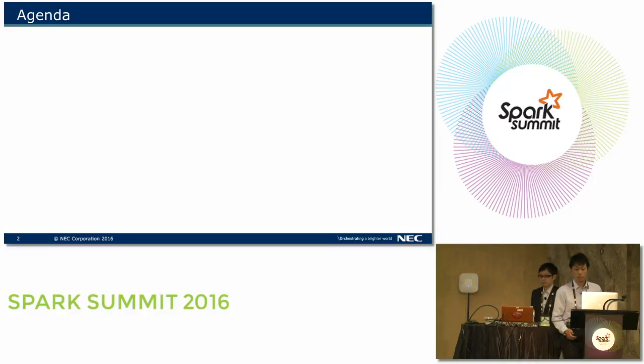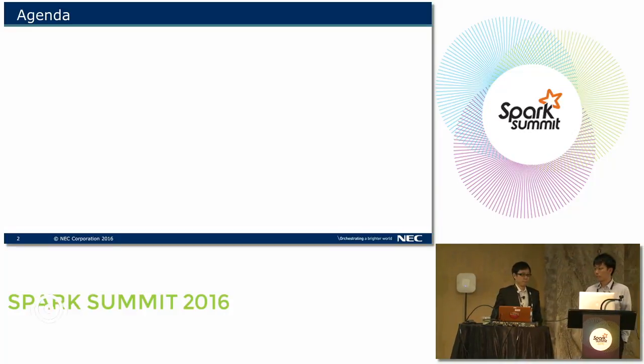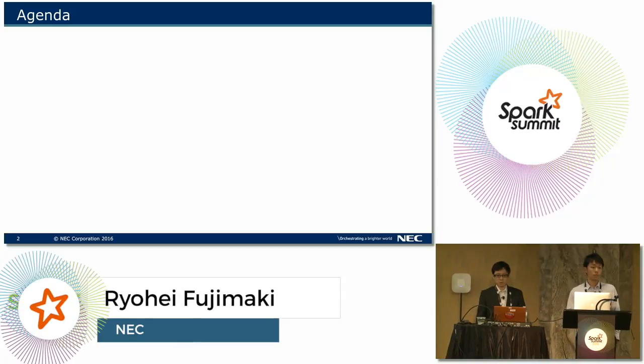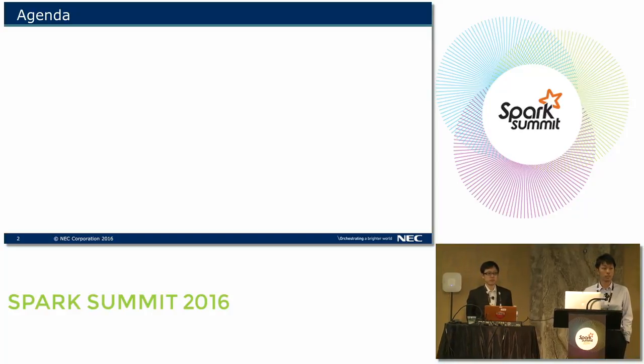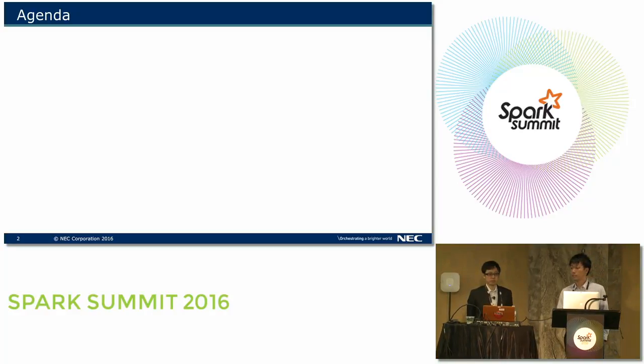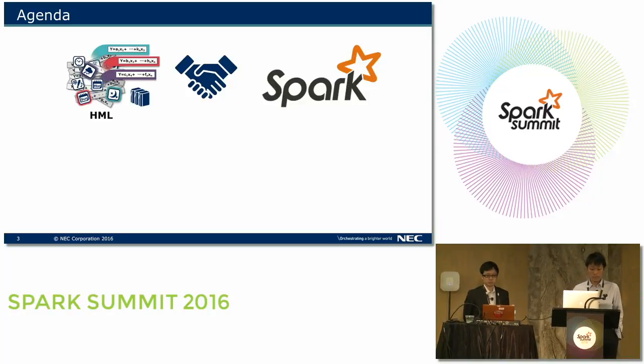Okay, thank you for coming. So today, we're going to talk about predictive analytics. NEC is one of the top global IT vendors, and we are providing a lot of predictive analytics services in the market using our own machine learning algorithm, which we call heterogeneous mixture learning. Recently, we are receiving quite big needs from customers for analyzing big data using HML. So today, we are going to explain how we developed a distributed version of HML using Spark.